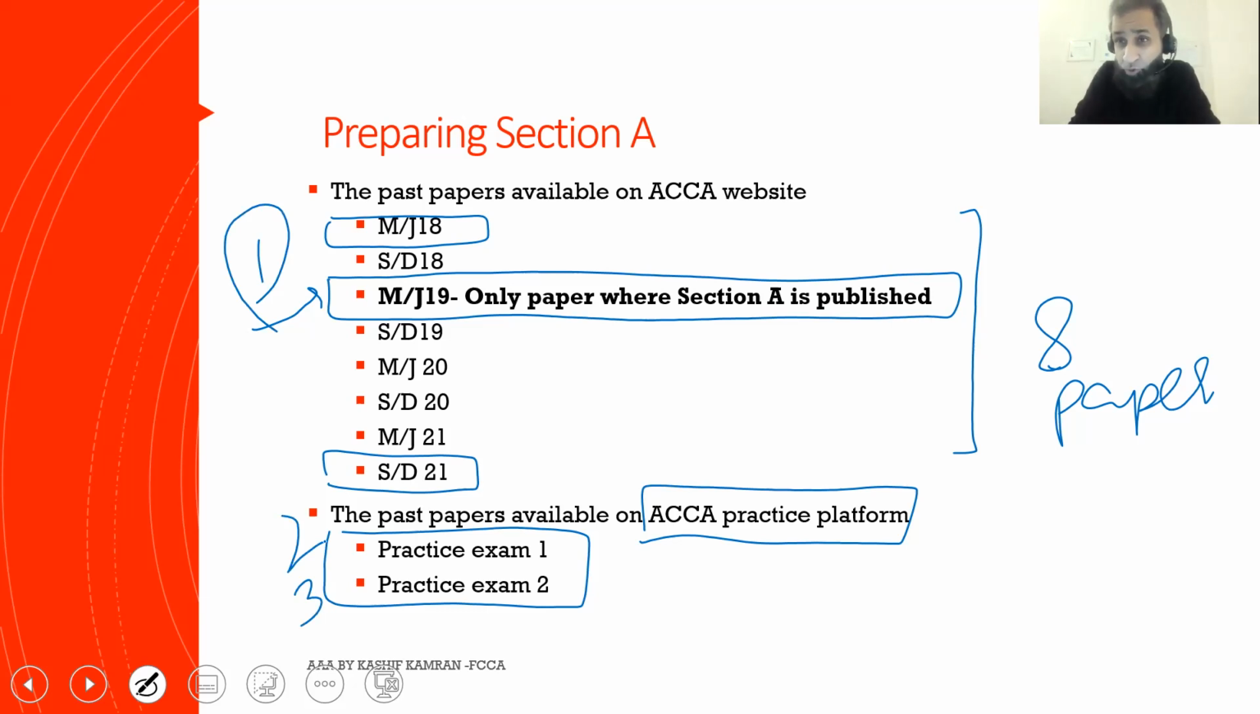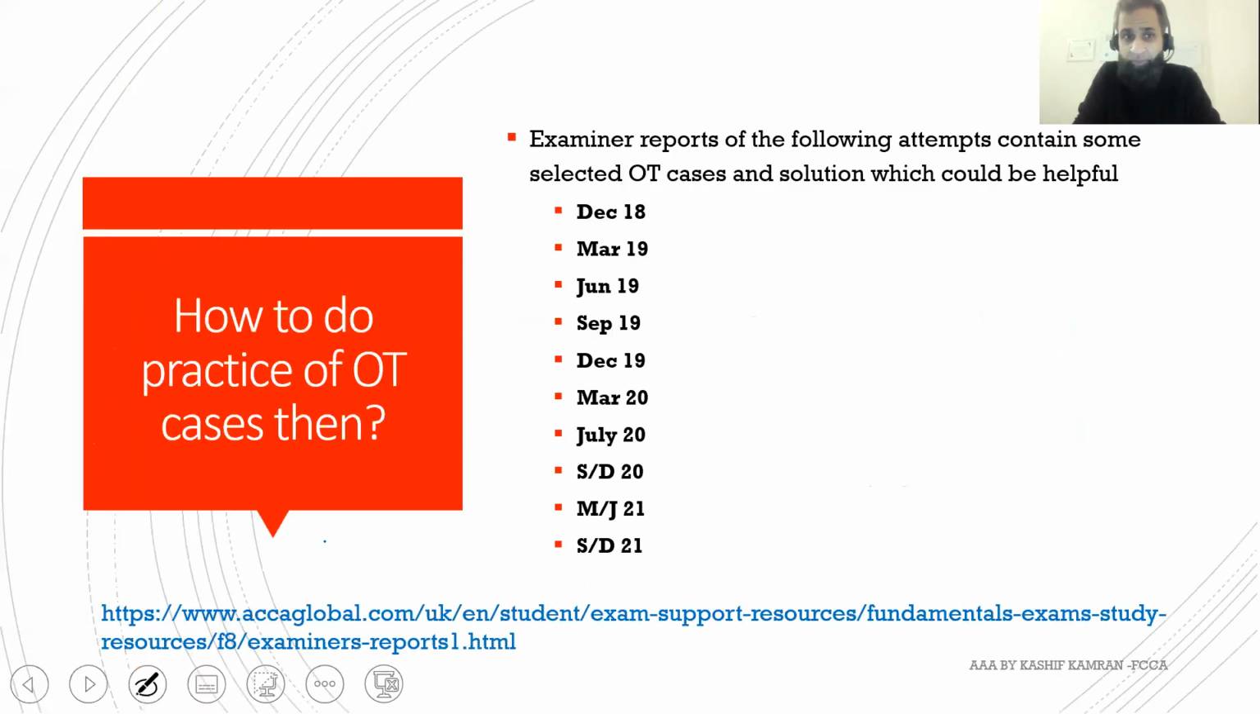At least you should have like 6 to 7 papers to be good on section A, because there is a lot of repetition in the OT questions as well. Now, is there any solution besides this? Because we have seen the platform and we have seen the past papers. Is there any other solution to prepare section A? And the answer to this is yes. Let's see what that solution is.